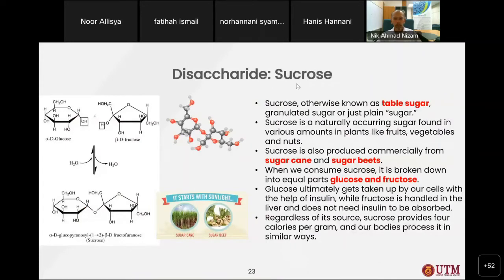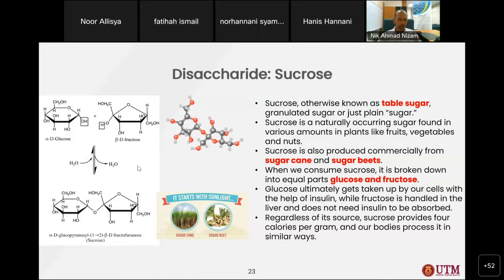First is sucrose. Sucrose is also known as table sugar, or just sugar. Sucrose is a naturally occurring sugar found in various amounts in plants, like fruits, vegetables, and nuts. It is also produced commercially from sugarcane and sugar beet. So what you eat is actually sucrose. When we consume sucrose, it is broken down into equal parts of glucose and fructose. So this is the structure.